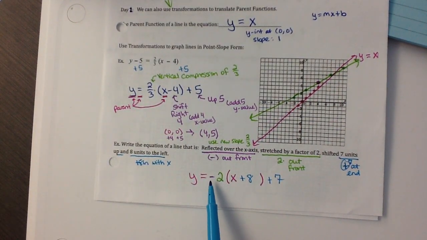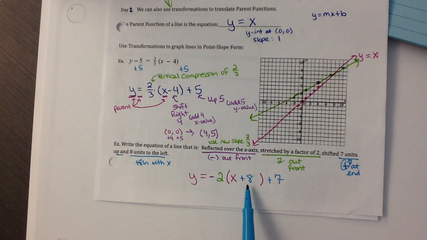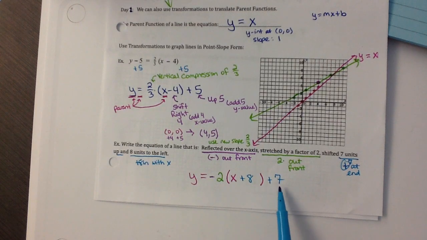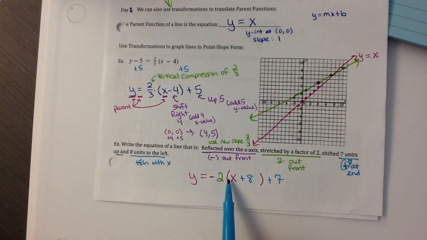Okay? So this is a reflection over the x-axis. This would be a stretch or compression. This one was a stretch. In here is right and left. Left being positive and right being negative. And out here is up or down. Up being positive, down being negative. And the other thing that we didn't have, that we could have had, is a reflection over the y-axis would have been right here in front of the x. Okay, good luck on your assignment.